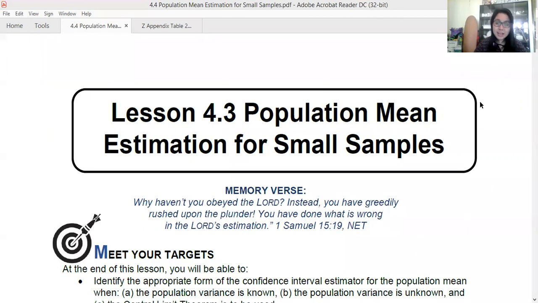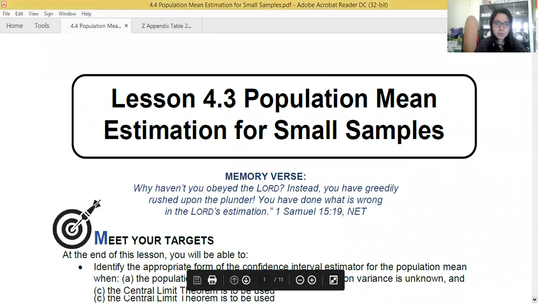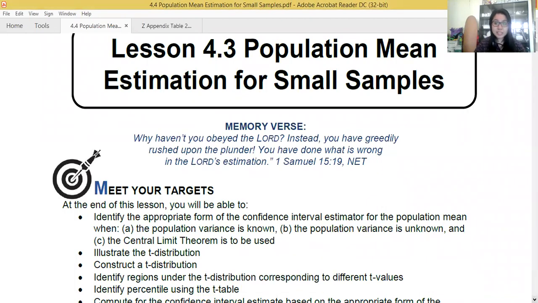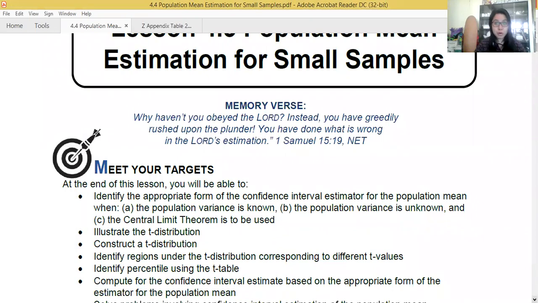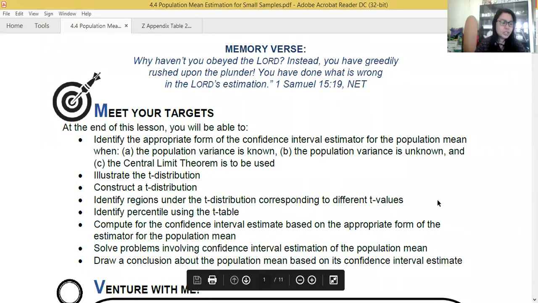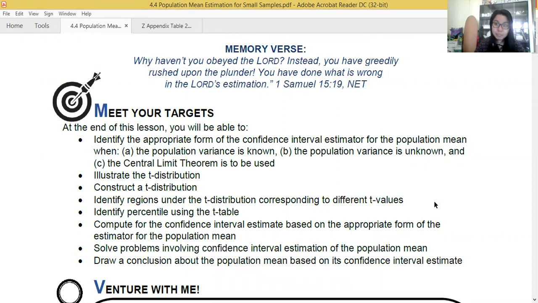At the end of this class, we'll be able to identify the appropriate form of the confidence interval estimator. It means the formula. Then we'll illustrate the t-distribution. We'll construct the t-distribution, identify its regions, identify its percentile, compute for the interval estimate, and solve problems involving confidence interval estimation. We draw a conclusion.